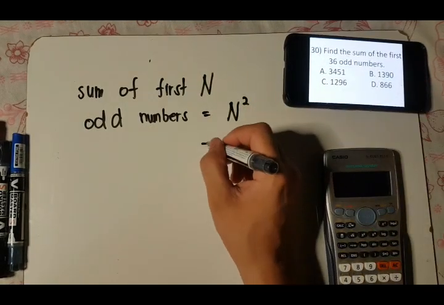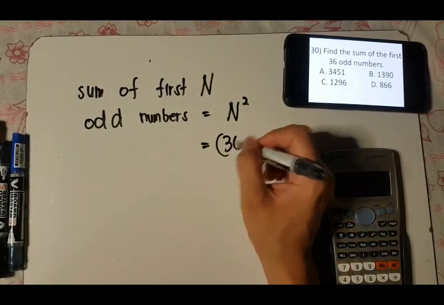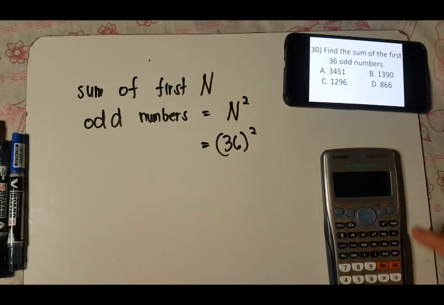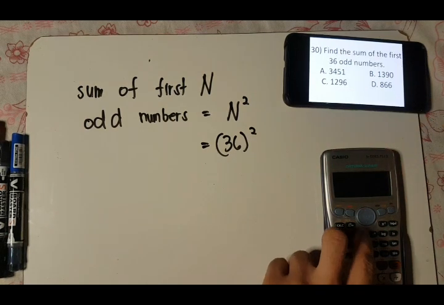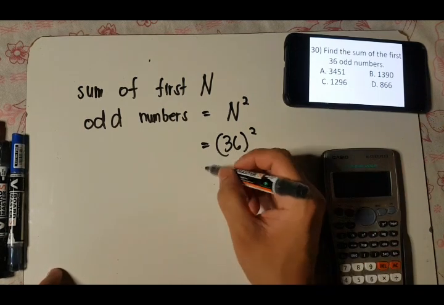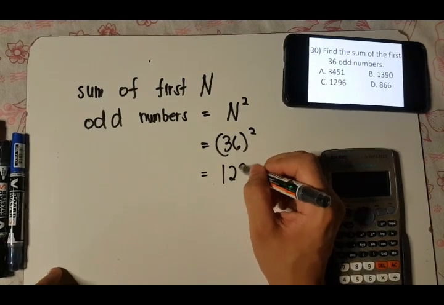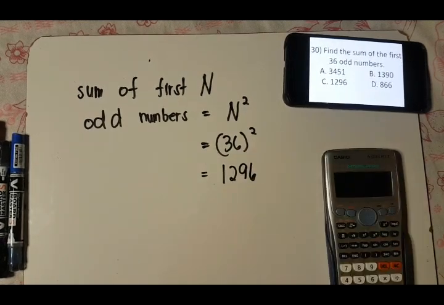Ganyan lang gagawin nyo. So, 36 squared. So, 36 squared is 1,296. So, that's it. Letter C.